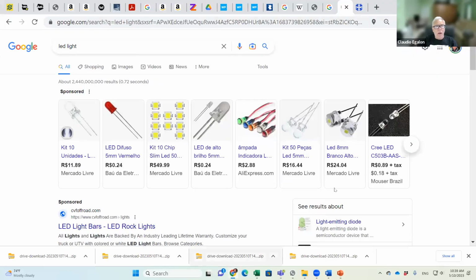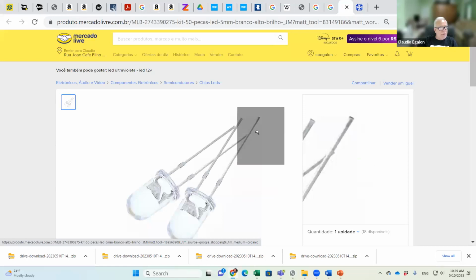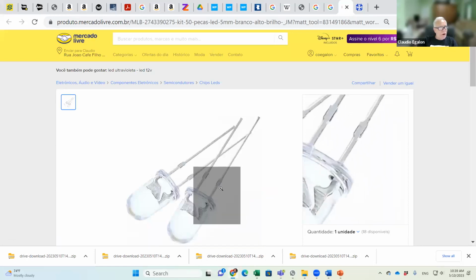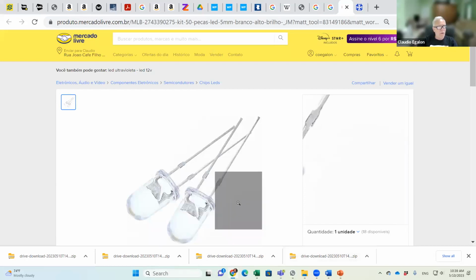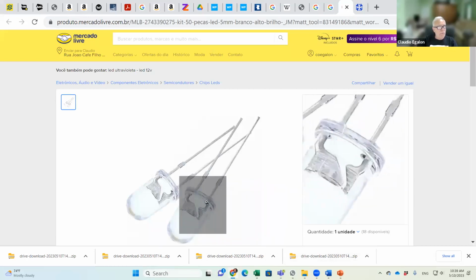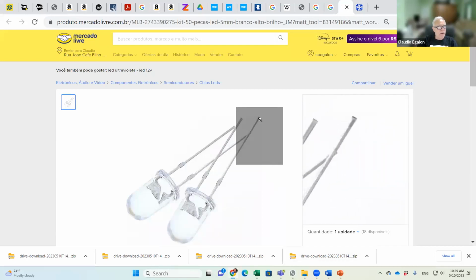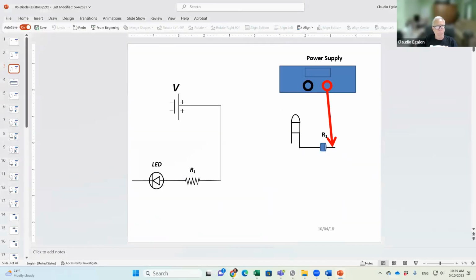Let's see if we can see clearly the legs. Okay, see that? This leg here of this diode is longer than this one. A little light bulb that fits in the palm of your hand. If you're going to power this device, make sure you connect the longer leg to the positive side of your circuit. Okay? And that's what I did here.